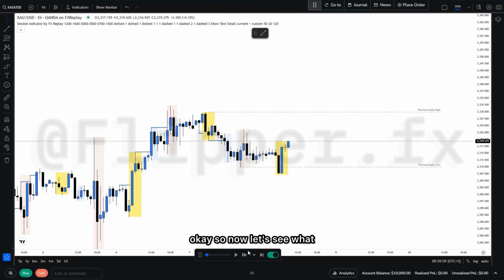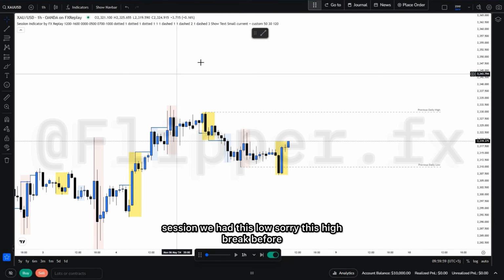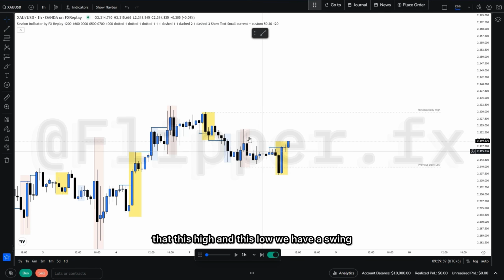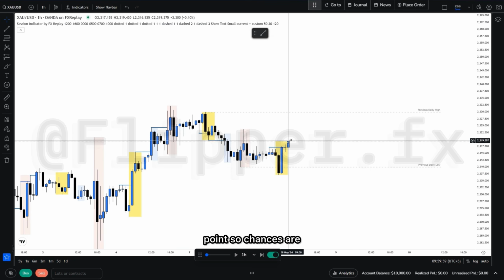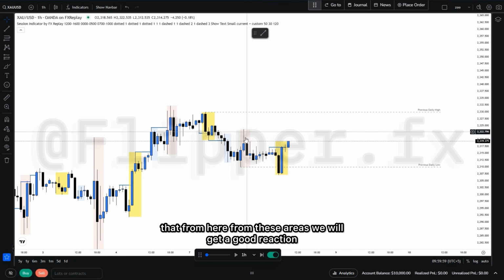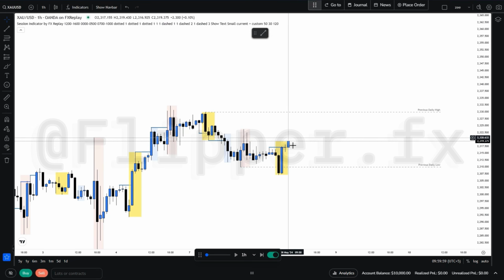Okay, so now let's see what happened in the Asian session. In the Asian session, we had this high break. Before that, this high and this low, we have a swing point. So chances are that from these areas, we will get a good reaction.